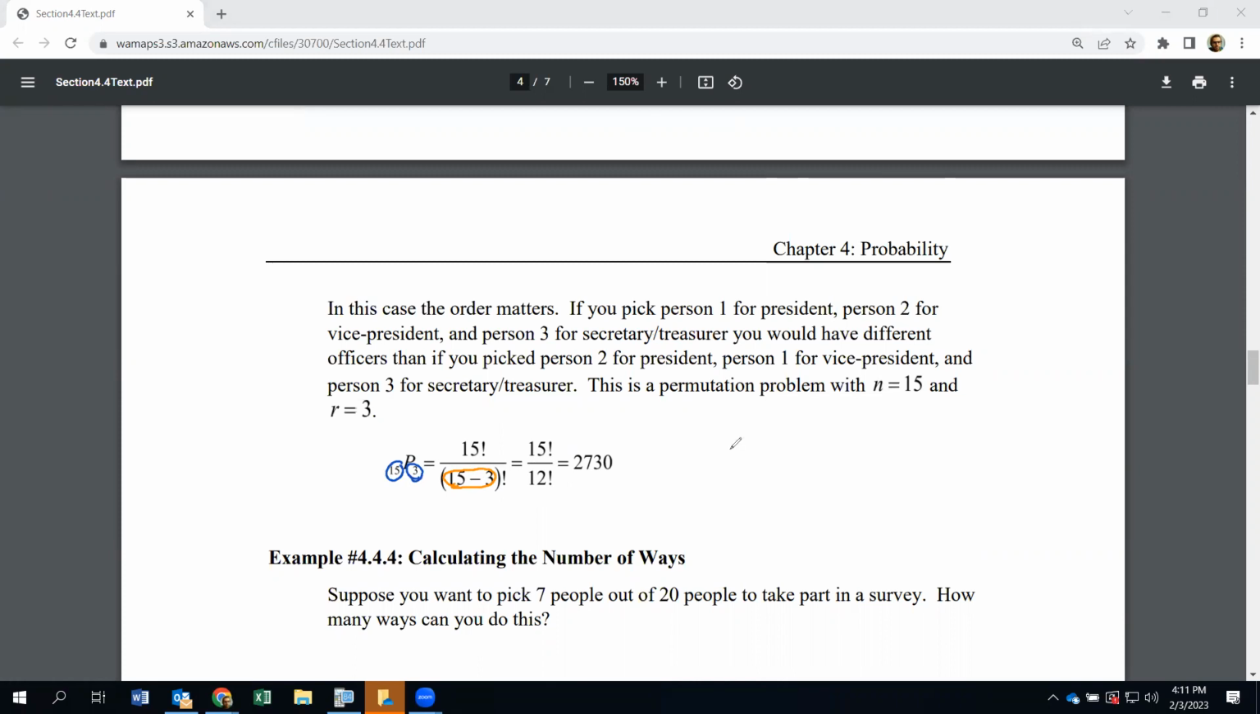Now, this is where the details stop, and I think that this is not helpful. So let's go ahead and spend a little bit more time with this. So 15 factorial, this is going to be 15 times 14 times 13 times 12 times 11 times 10 times 9 times 8 times 7 times 6 times 5 times 4 times 3 times 2 times 1.